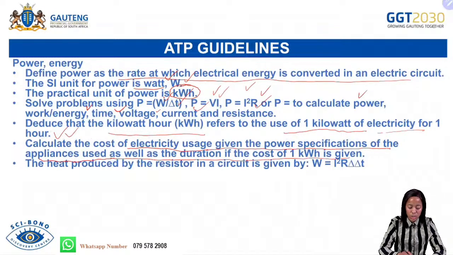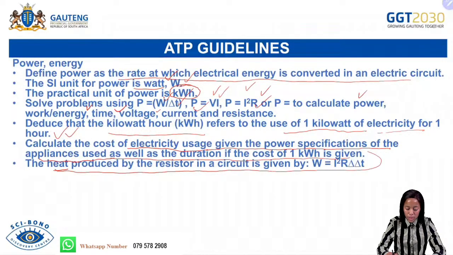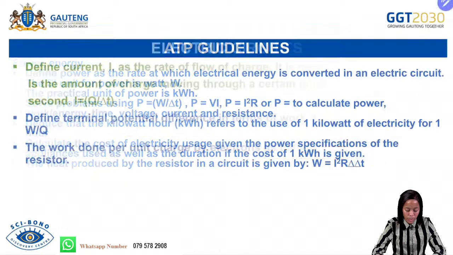And then the last one, according to what you need to know, it says the heat produced by the resistor in a circuit is therefore given by the following. So it would be I squared R multiplied by the change in time. So you need to make sure that you know how to make use of this formula as well.